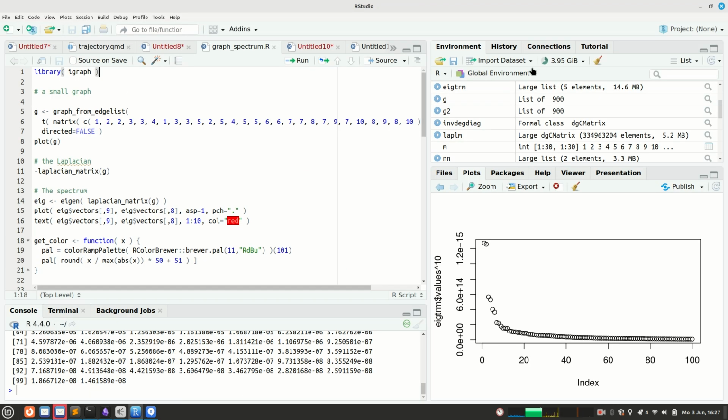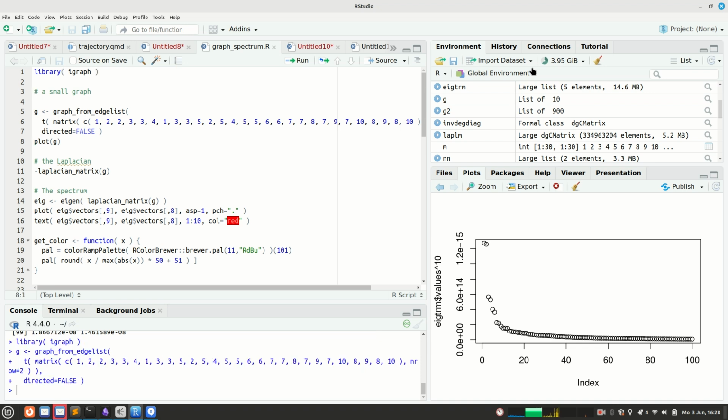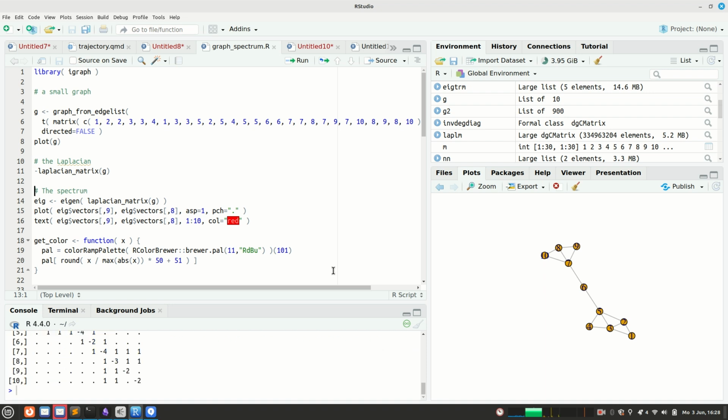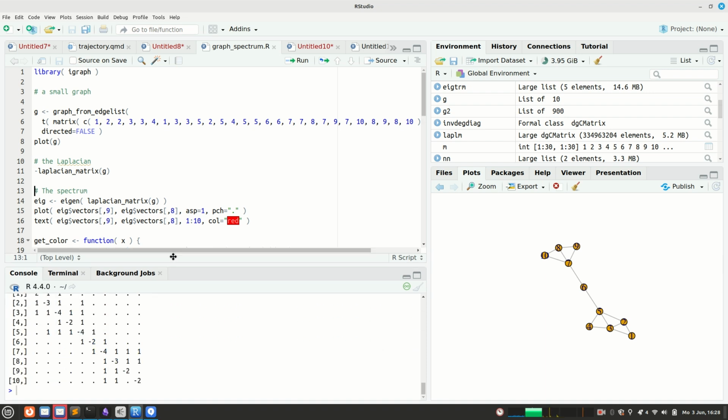I use the iGraph library, which is always our useful graph thing. And here I make this graph from an edge list. So it means I have an edge from vertex 1 to 2, from 2 to 3, from 3 to 4, and so on. And with this iGraph package, you can say, plot the graph, and now you see here how the graph looks like.